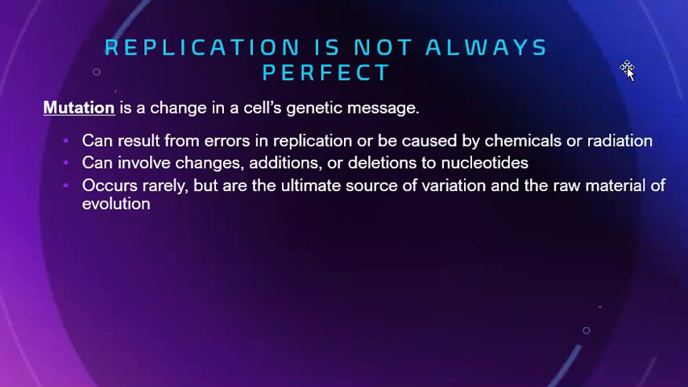But replication is not always perfect. Mutation is a change in a cell's genetic message. So anytime we're changing what our genetic message is in our DNA, that's a mutation. And mutations can result from errors in replication or be caused by chemicals or radiation. They can also involve changes, additions, or deletions to nucleotides. So you could have just the wrong thing went in the wrong place, or one nucleotide is added twice when it should have been only there once, or you are missing a nucleotide completely and you have a deletion. These occur rarely, but they are also the ultimate source of variation and the raw material of evolution in all species.